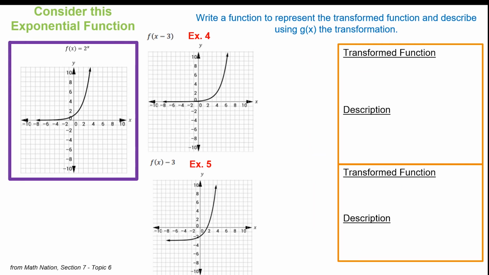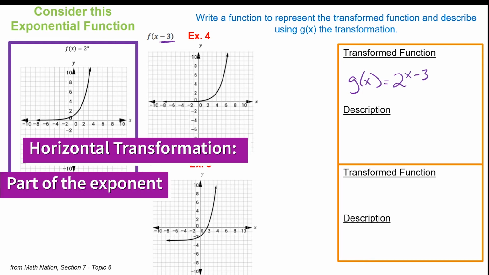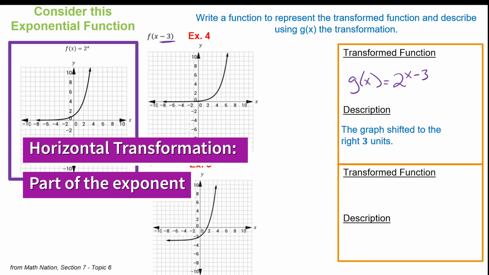All right, so let's take a look at these two examples. We're considering the same function, and once again, we want to write our transform function and a description. Again, we have the shift inside the parentheses, so that transform function in terms of g of x would be 2 to the x minus 3. The description is that the graph is shifted 3 units to the right. So shifted this way here.